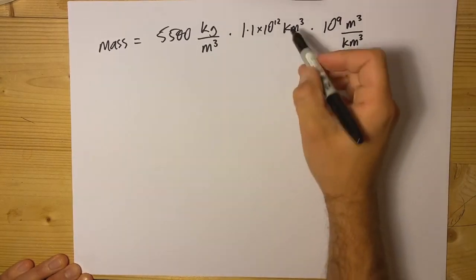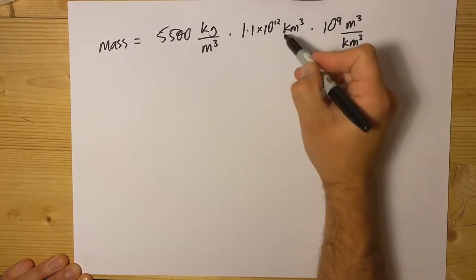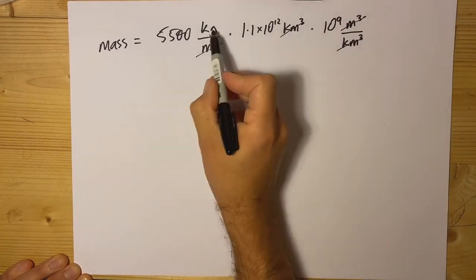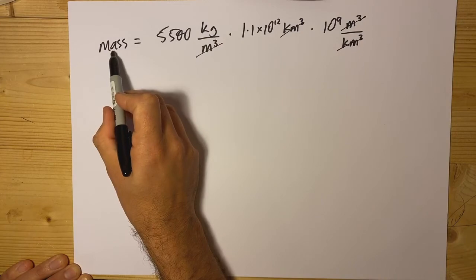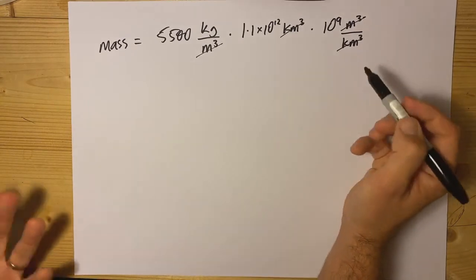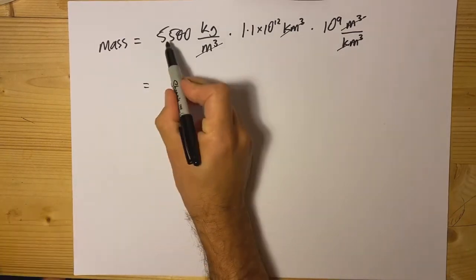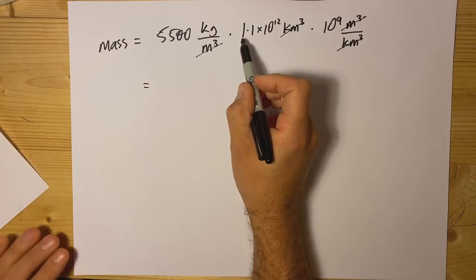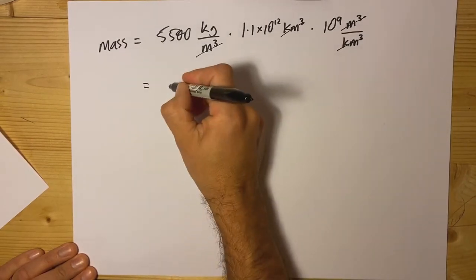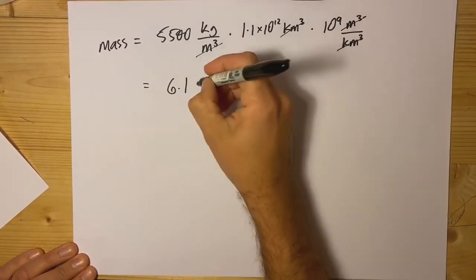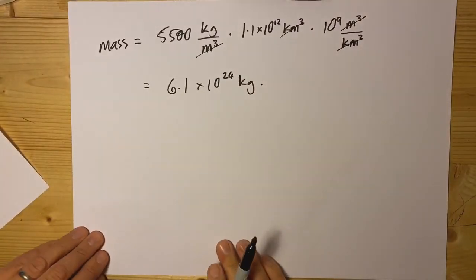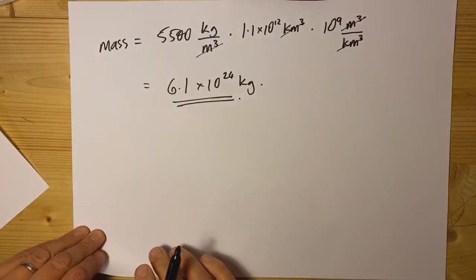So we can give this conversion factor units, and that helps us out, because then we can go through and cancel. We've got kilometers cubed up here, kilometers cubed down here. That cancels out. We've got meters cubed down here, meters cubed up here. Those cancel out, so we're left with kilograms. So this makes sense, right? Because mass has the units of kilograms. And that's what we want. So we just multiply these numbers: 5,500 times 1.1 times 10 to the 12 times 10 to the 9. If you stick those into a calculator, you should get something like 6.1 times 10 to the 24 kilograms. And that's the mass of the Earth, or at least our estimate of it, from going through that calculation.